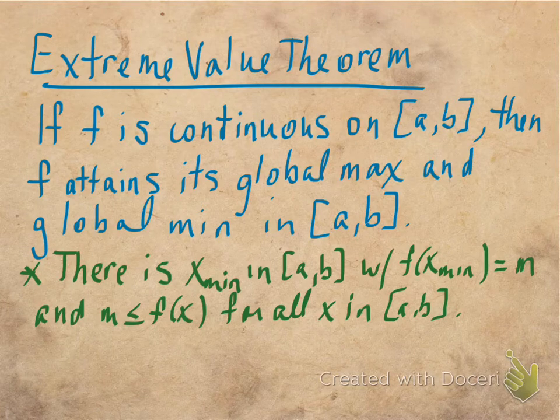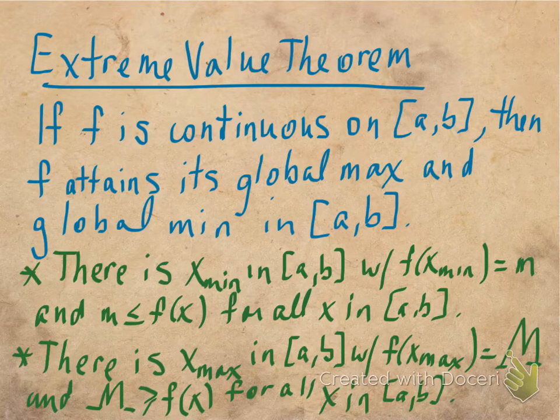So in particular, it says there is some x, which I'm denoting x sub min, in this interval, with f of x sub min equals little m, and such that little m is less than or equal to f of x for all the other x in this interval. So there's an absolute min in this interval. And similarly, there's another x, or maybe the same x, there's an x sub max in the closed interval from a to b with f of x sub max equal capital M, and capital M is greater than or equal to f of x for all x in the closed interval from a to b. So, in other words, there is an absolute max.